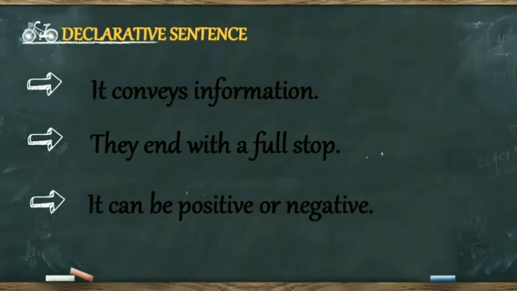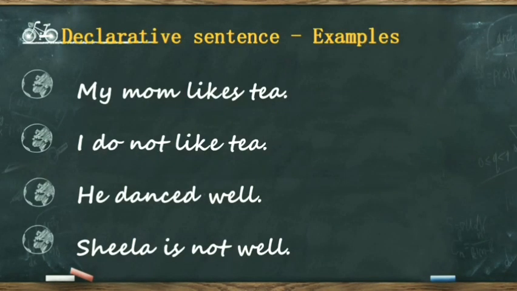Finally, a declarative sentence can be a positive one or a negative one. It can give a positive information or it can give a negative information. Here you can see some examples of declarative sentence. My mom likes tea. It gives us an information, right? Finally, you can see a full stop. It gives us positive information.